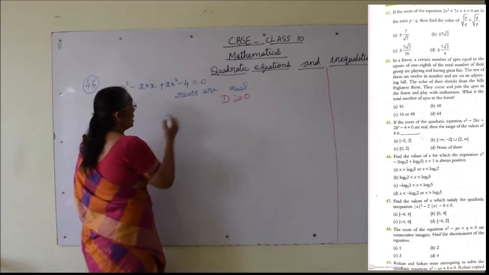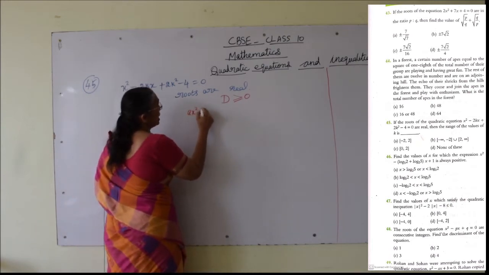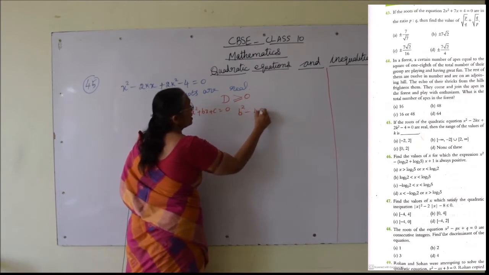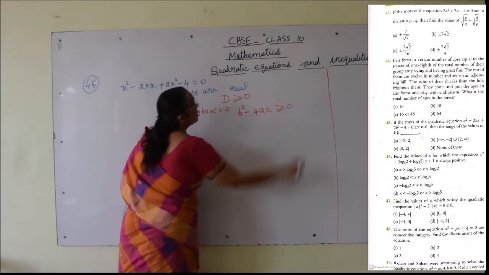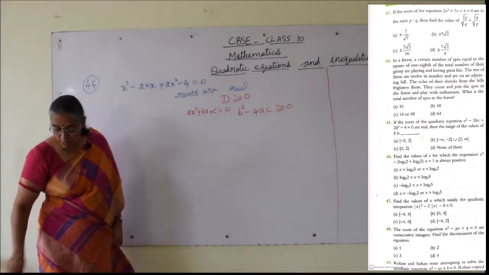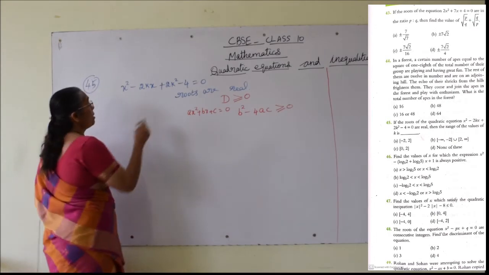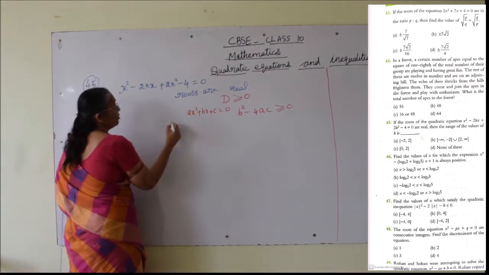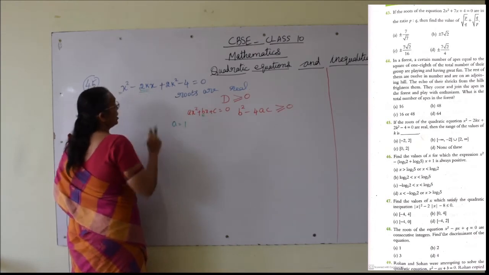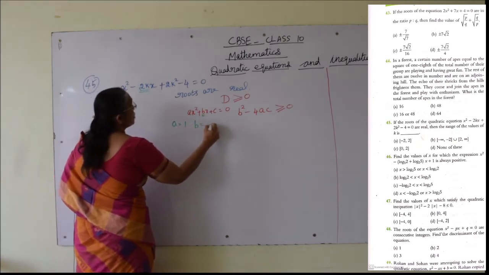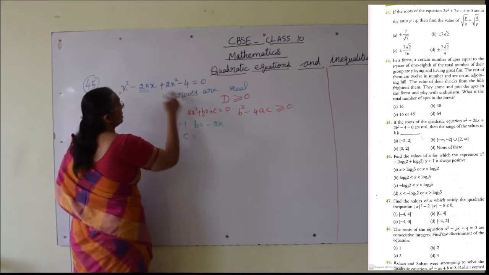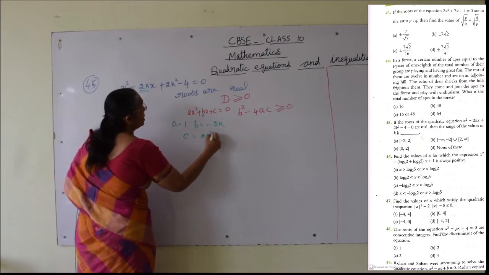So, what is the discriminant? For the quadratic equation ax square plus bx plus c equal to 0, b square minus 4ac is the discriminant. So, this is greater than or equal to 0. Comparing these two equations, find out what is a, what is b, what is c. a is the coefficient of x square, the value is 1. b, the coefficient of x, is minus 2k. And the c value is the constant, here 2k square minus 4.